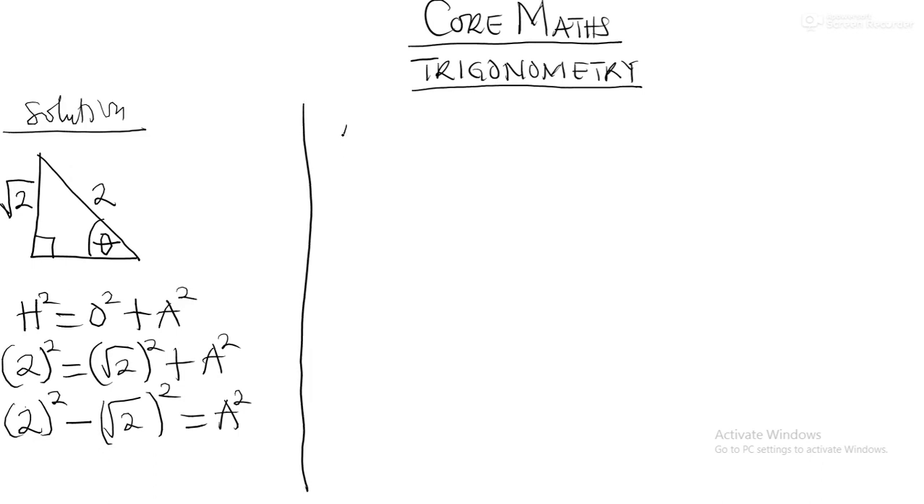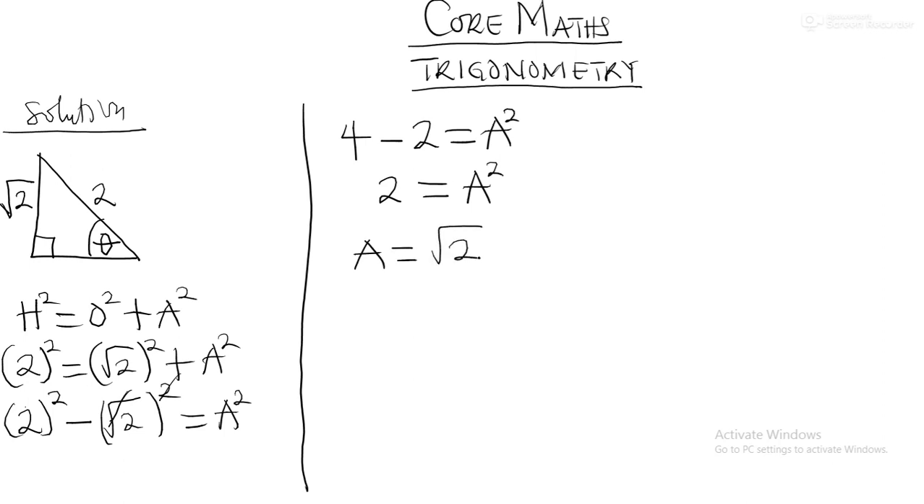So now we are going to get 4, because 2 squared is 4. Then minus this square root, and then the square will go. Okay, so we are going to have 2 equals A squared. So our A will be equal to the square root of 2. So our A is square root of 2.